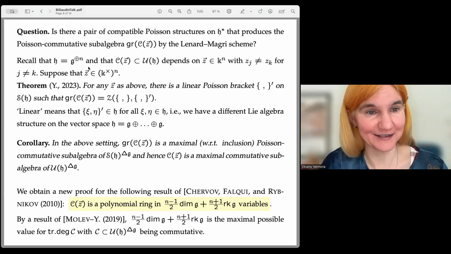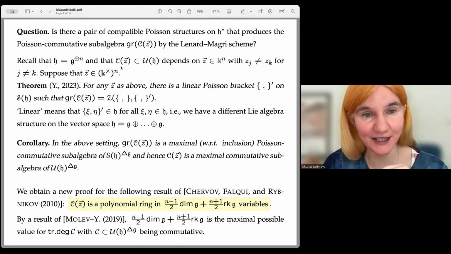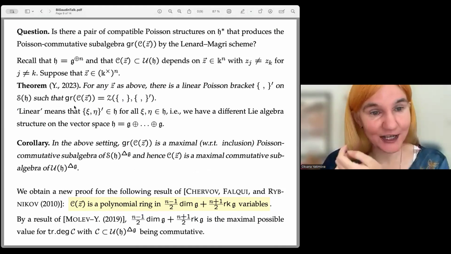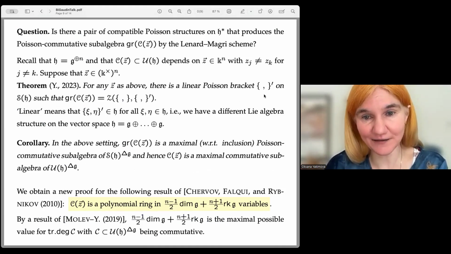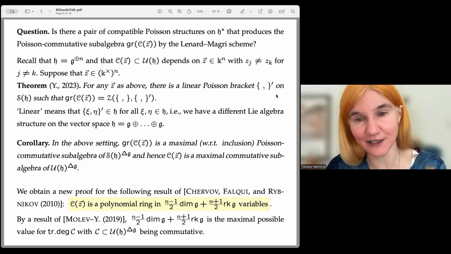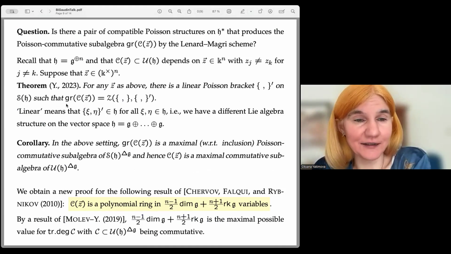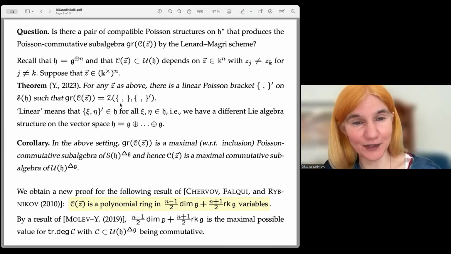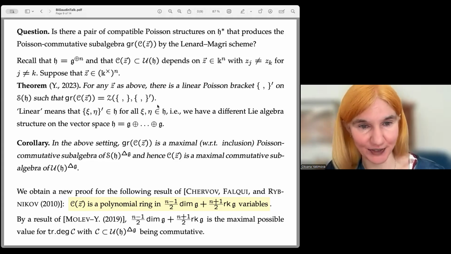So just to repeat a bit of notation. H is a direct sum of n copies of G. We have this Gaudin subalgebra here. We can consider its associated graded image in the symmetric algebra, and the answer is yes. Actually, there is another linear Poisson bracket. That means that we have a different Lie algebra structure on the same vector space, such that the graded image of the Gaudin subalgebra is exactly this Z, corresponding to our pair of two Poisson structures, or Lie algebra structures on H.